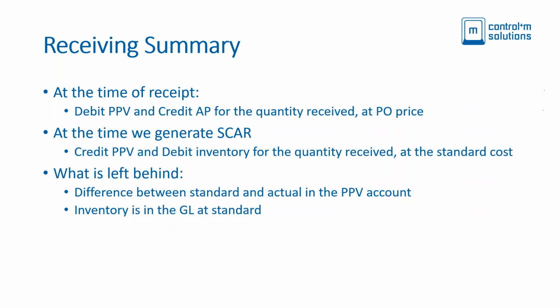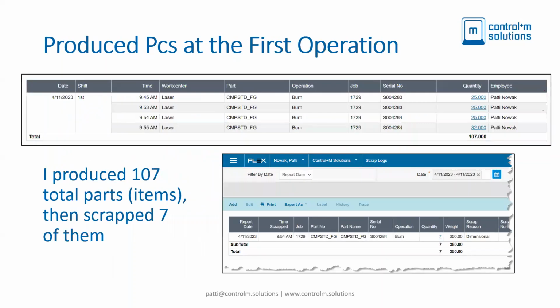So let's move into production, a little more fun. It's a little bit more complex, but not too much. Let's just say for fun that I produced a total of 107 parts or items, but I ended up scrapping 7 of them after production because they were not up to dimensional specifications. I'm showing on this screen the scrap log and the production history so that you can see what I did. You can see at the top, I produced 107 parts, and at the bottom, I scrapped 7 of them.